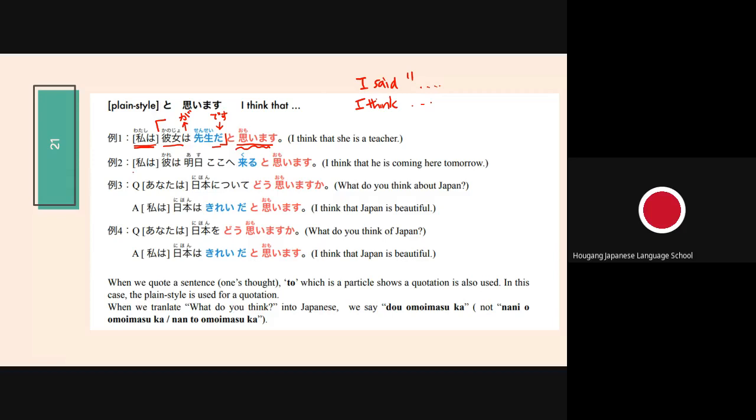Okay. Right, number two. In fact, we don't even say watashi wa, quite redundant, because you are the one talking anyway, you are the one reading this sentence, right? Okay. Kare wa asu koko e kuru to omoimasu.